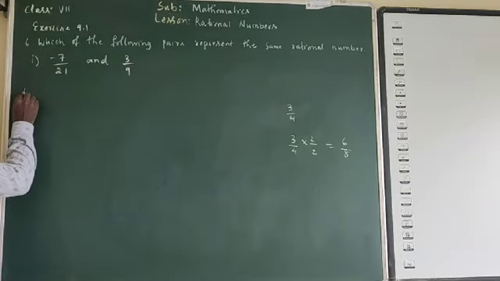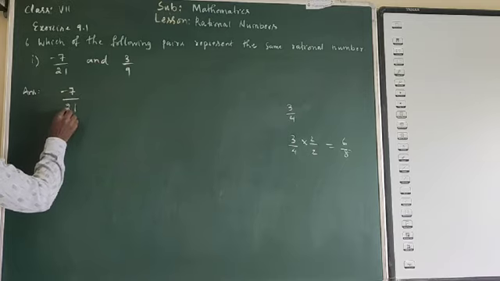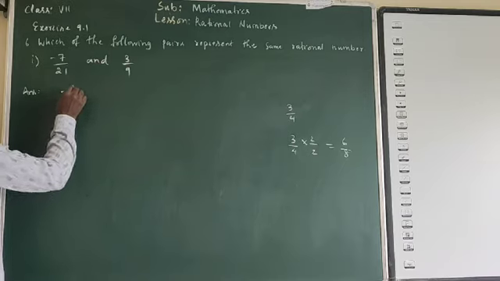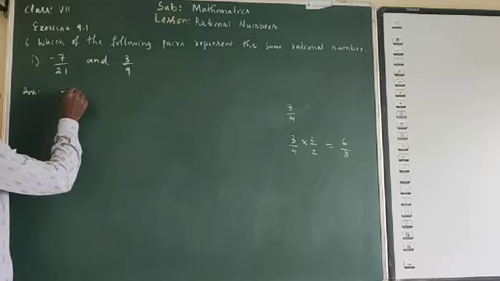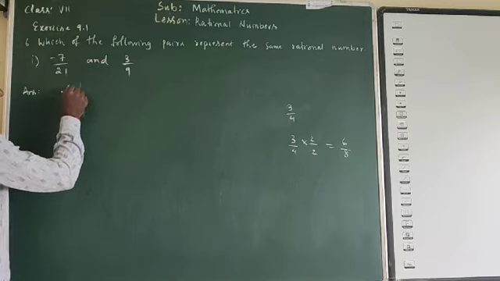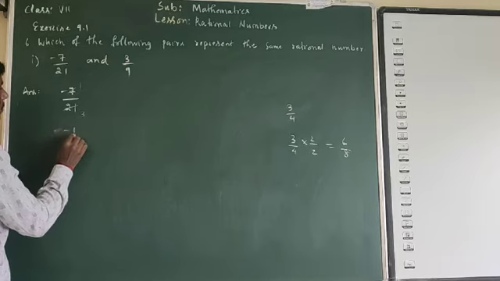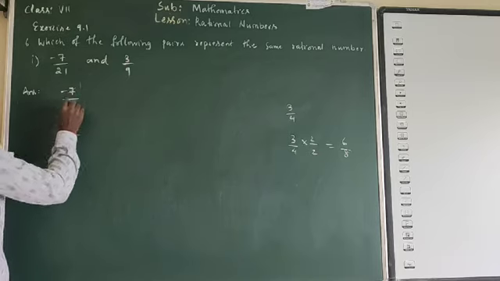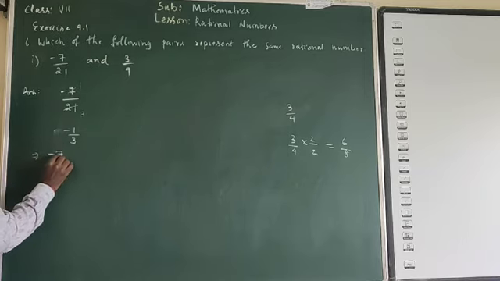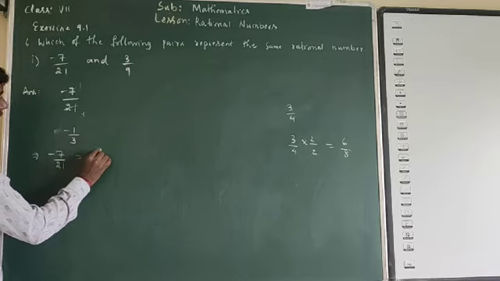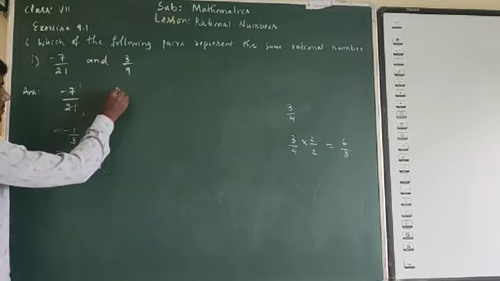So let me take the first number now: minus 7 by 21. Look at this. 21 is divisible by 7. 7 ones are 7, 7 threes are 21. So can I cancel it? What is remaining now? Minus 1 by 3. I have a negative sign, I will write it as it is, 1 divided by 3. Clear? Now this implies minus 7 by 21 is equal to minus 1 by 3. So I can write minus 7 by 21 as minus 1 by 3. That part is done.